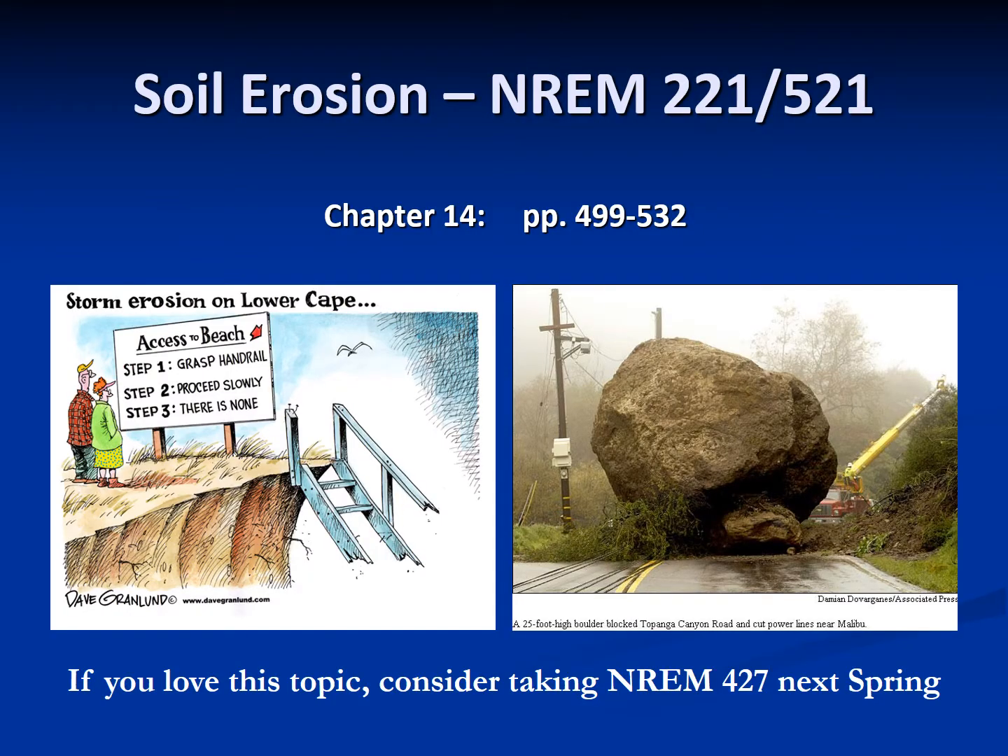So, the soil erosion control portion of this class is discussed in Chapter 14. The page numbers might depend on the version of the book that you have. So just make sure you search for soil conservation and soil erosion in the table of contents. And if you love this topic, you should consider taking NREM 427, which is all about soil conservation and erosion control in the spring. It's only offered once every 2 years, so now's your chance.